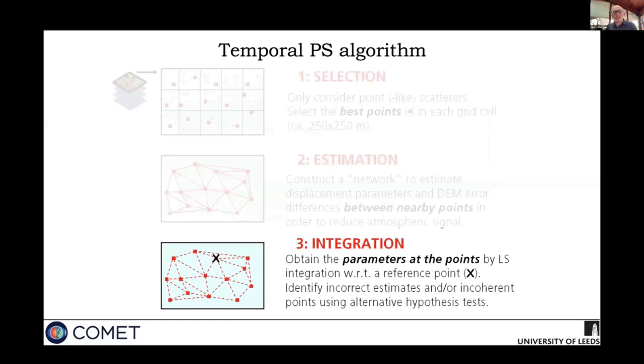Okay, so once you've done this, you can integrate. So you start at one point and just integrate throughout your network to get these model values for the velocity and the DEM error for every point with respect to one single point. And while you're doing this, you can reject points that seem inconsistent. Okay, you have some redundancy in your network, so you can integrate to each point in different ways, and that allows you to actually reject bad points.